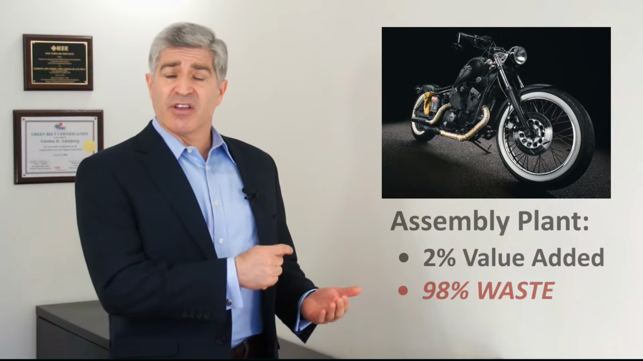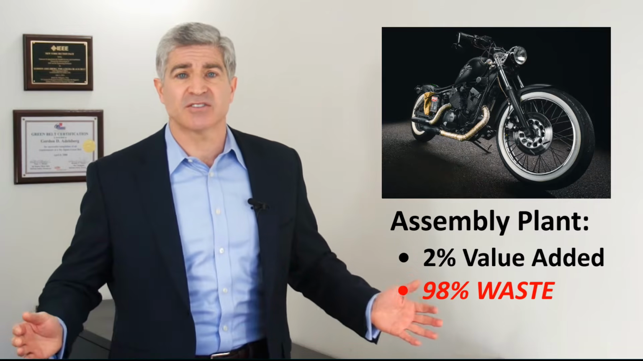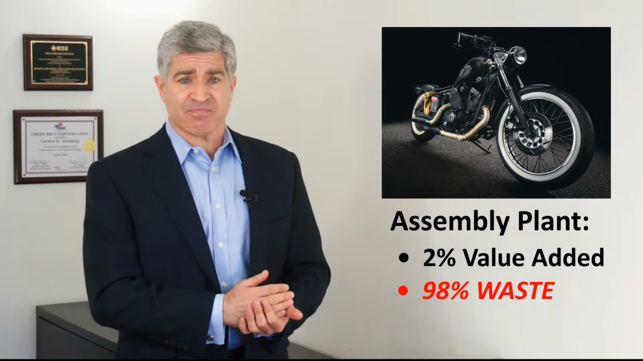So let's walk through a simple example of a value stream map from a manufacturing facility. Let's say you work for a motorcycle company, but the company's not making enough money. Something is screwing up your profits. Let's figure out what's going on. In your assembly plant, as it turns out, you've only got 2% value added time, the rest is all waste. Well, how does that happen? Where could that be? Let's identify it.